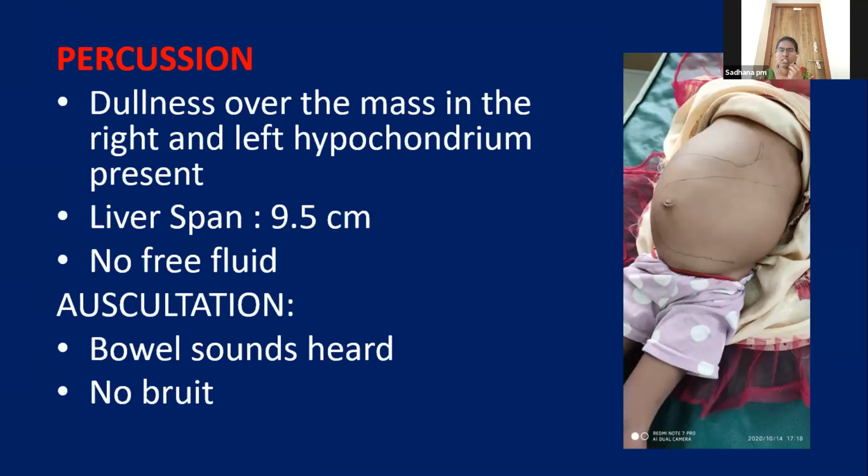Okay, next, percussion. On percussion, dullness is felt over the mass in the right and left hypochondrium, which is seen, and the liver span is 9.5 centimeter. There is no free fluid. On auscultation, bowel sounds are heard, and there is no bruit. Okay. Next.